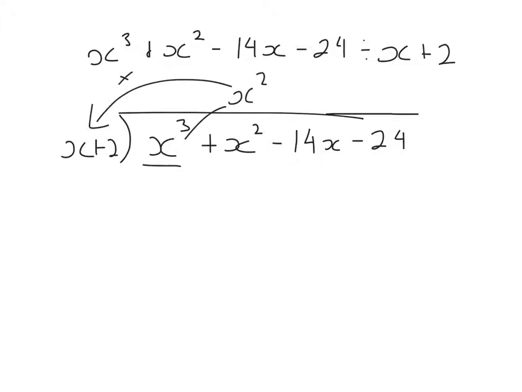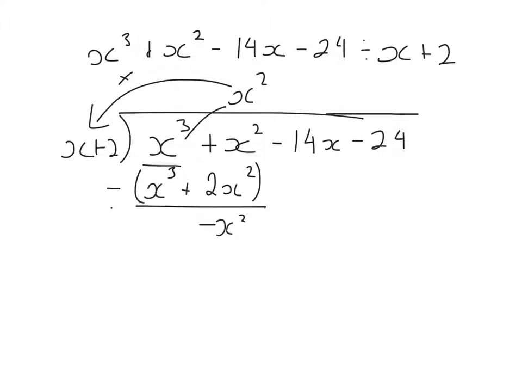So x squared times x becomes x cubed, and I write that underneath the x cubed terms. And I've got x squared times 2 becomes 2x squared. Now I'm going to subtract so that my lead terms become 0. X cubed take away x cubed is 0. And I'm going to go x squared take away 2x squared, because this minus and this plus produce a minus. So the answer there is going to be minus x squared.